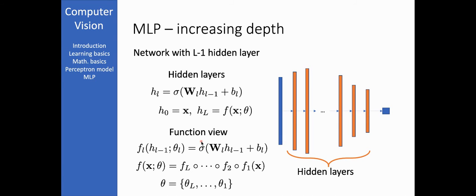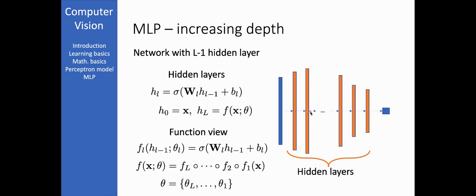From the function view, I basically do exactly the same thing. Each transition takes the values of the previous hidden layer, computes a linear transformation, and feeds it to a nonlinear function to get the output, which is the values of the next layer. So the entire mapping can be written as a composition of all the different layers: FL composed with FL minus 1, and so on, down to F2 composed with F1, which is applied on X.